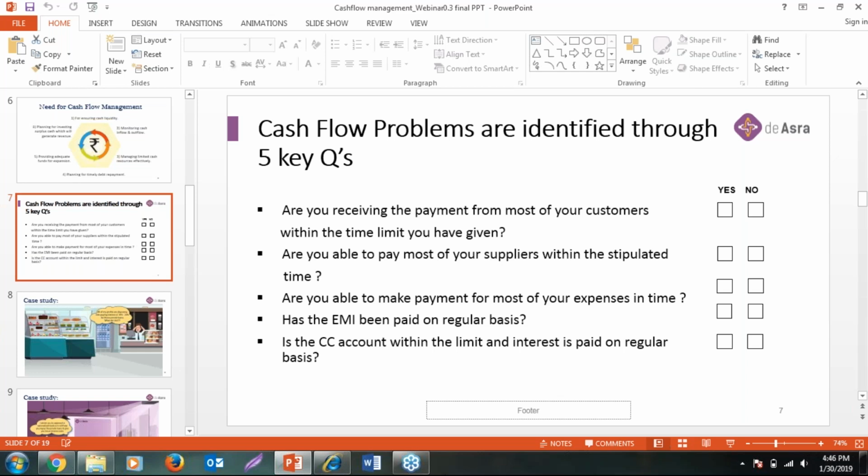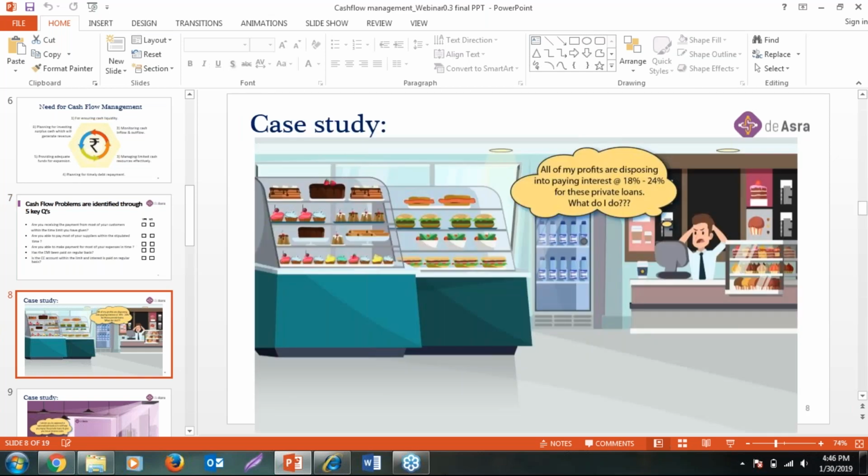Now let's go ahead. So there is this very interesting case study which happened at deAsra. I'm extremely sorry, I guess there was some technical problem. Let's go ahead. So what I was talking about, the case study. Okay, so this is a very interesting case study.